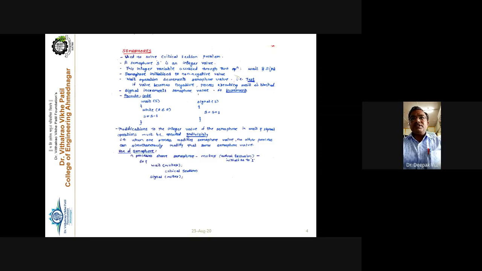So this semaphore is used to solve the critical section problem, in the sense that it is used to represent the critical section concept. Now a semaphore is nothing but an integer value S. A semaphore is generally represented by S. It is an integer value, right?